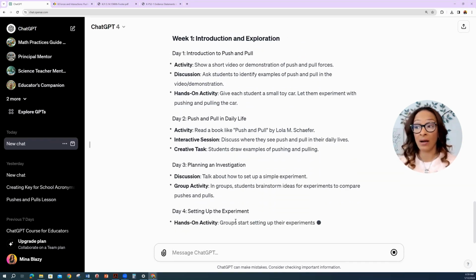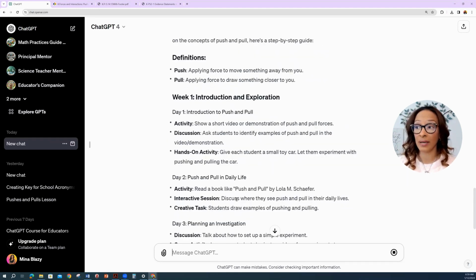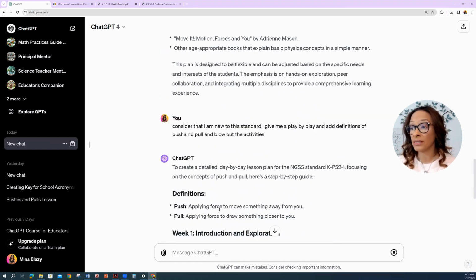So some of these I'm like, okay, this is exactly what I would want to do. Push: apply force to move something away from you. That's simple. That's perfect for kindergarten. Pull: apply force to draw something closer to you. Now, if you are an academic and you're like, yeah, but a push and a pull are the same thing, please, you can comment. But this is for kindergarten. And the goal is to give them access to the academic language in kindergarten. Students that are 5 years old can handle this.